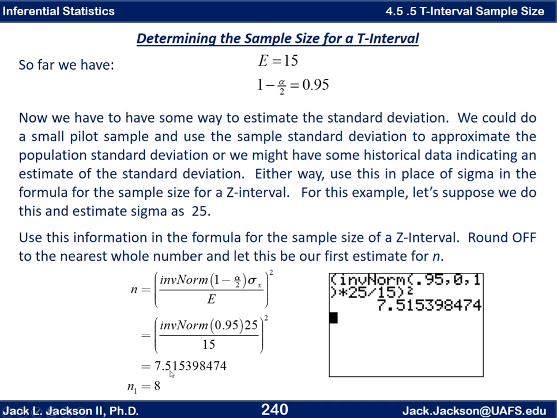7.5 something. The second digit is 5 or bigger, so we round up to 8. And so there's n1, and we'll use that as our first rough estimate. So it's looking like a sample size of around 8 is probably going to do, but it's probably going to need to be maybe just a few bigger. So we're going to take that value in hand and go from there to adjust it for a t-interval.